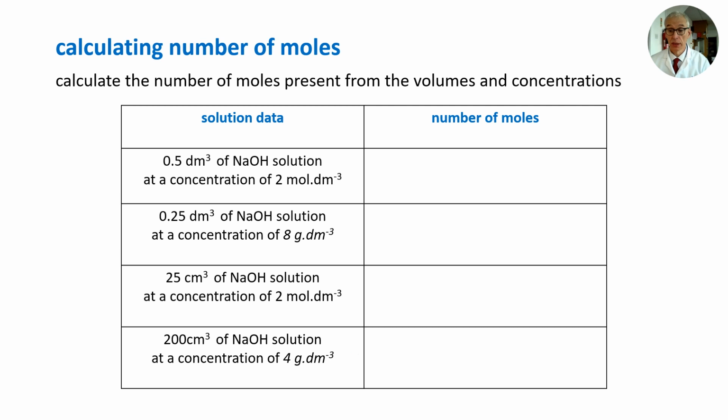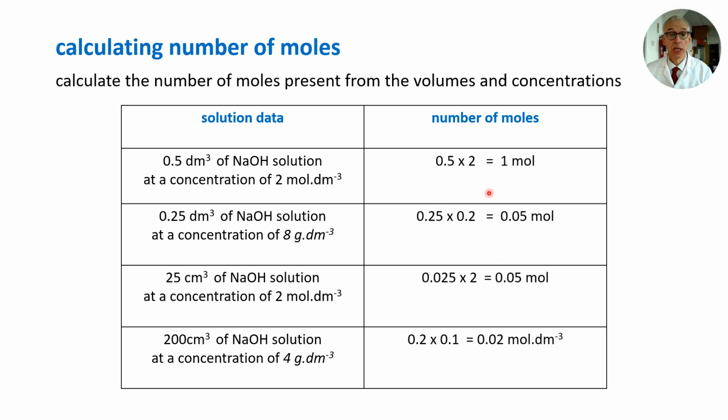Okay, so I'm going to reveal. The volume is 0.5 times the concentration. So this is volume times concentration. Numbers of moles is volume times concentration. Comes to 1 mole.